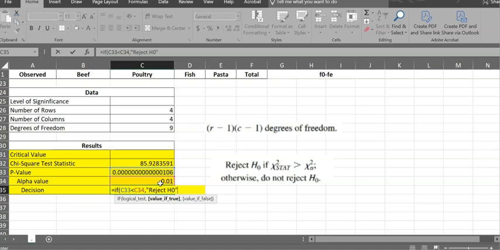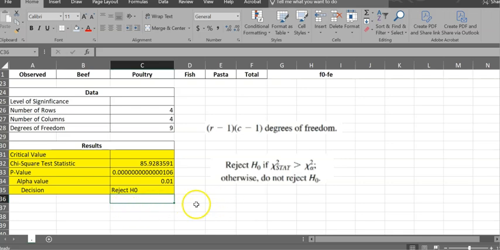So the statement here has to be between quotes, all right? And then you put a comma and you put the otherwise statement, and otherwise, do not reject the null hypothesis or H0, right? And don't forget to put the quotes and then close and enter. And this is going to be automatic, all right? So that's how you end up with this, right?